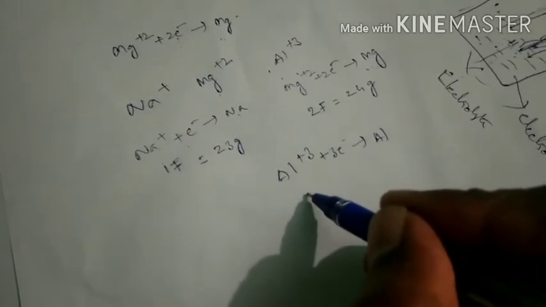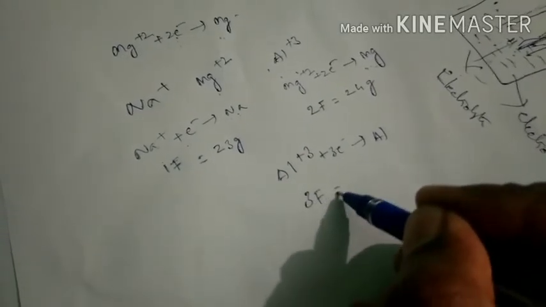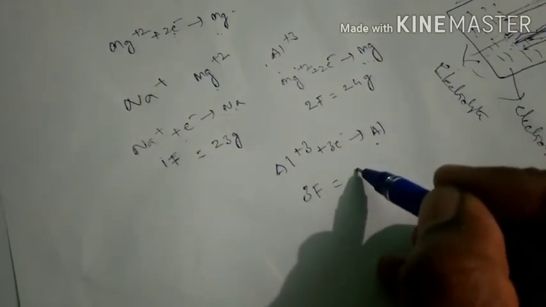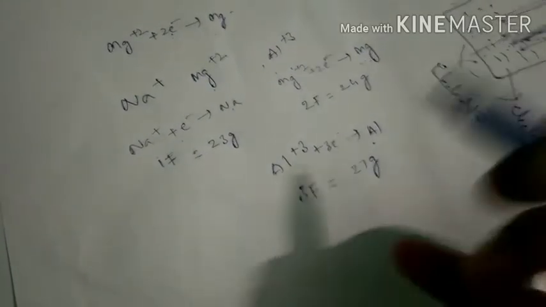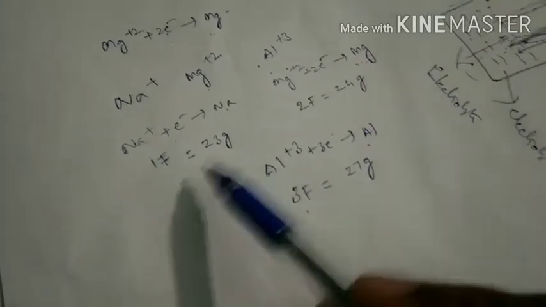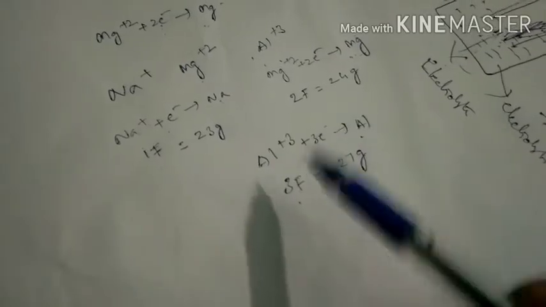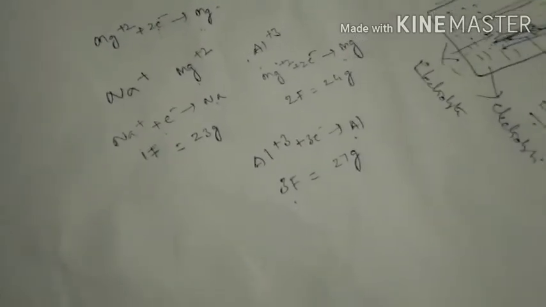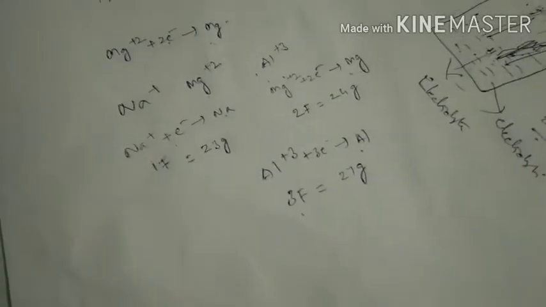Here, what does this mean? If you pass 3 Faradays of electricity, then also you get 1 mole of Al. The weight of 1 mole of aluminum is how much? 27 grams. Here you pass 1 Faraday, here 2 Faradays, here 3 Faradays. That means in each case you pass different Faradays, or different moles of electrons, or different amounts of electricity.